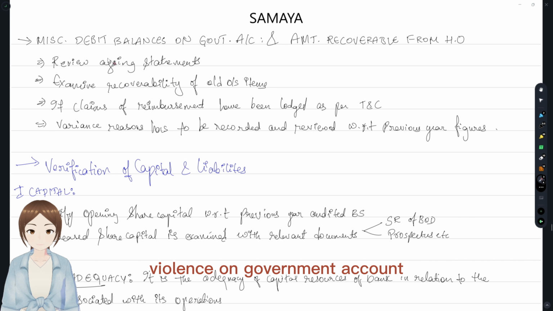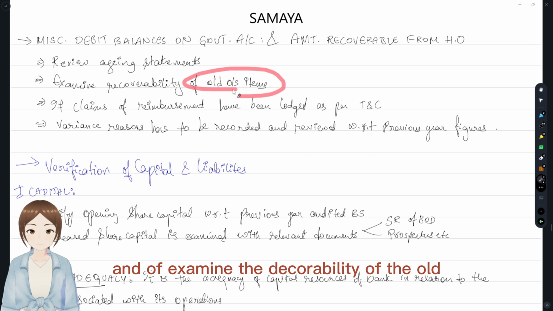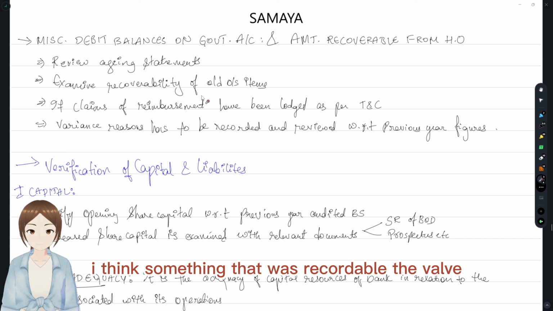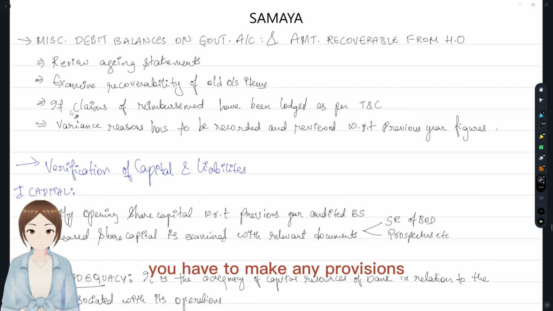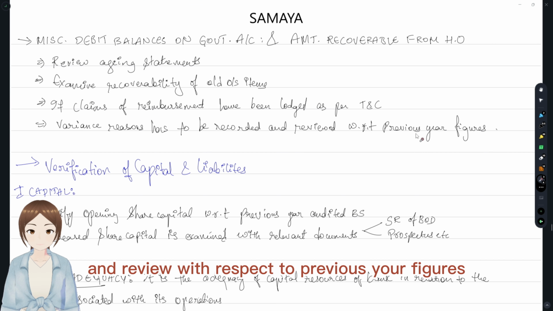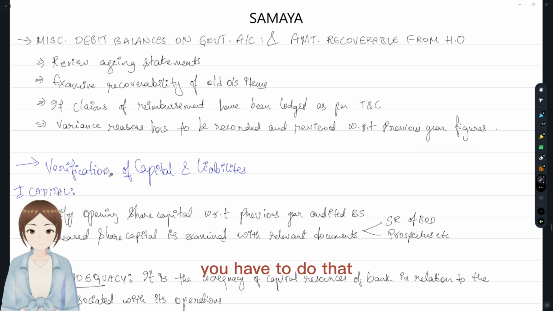And miscellaneous debit balances on government account recoverable from the HO. You have to review the ageing statements, and examine the recoverability of the old outstanding items. Something that was recoverable, the balance, you have to check for its recoverability. If you have to make any provisions, you have to make that. And any kind of variances has to be recorded. You review with respect to previous year figures.